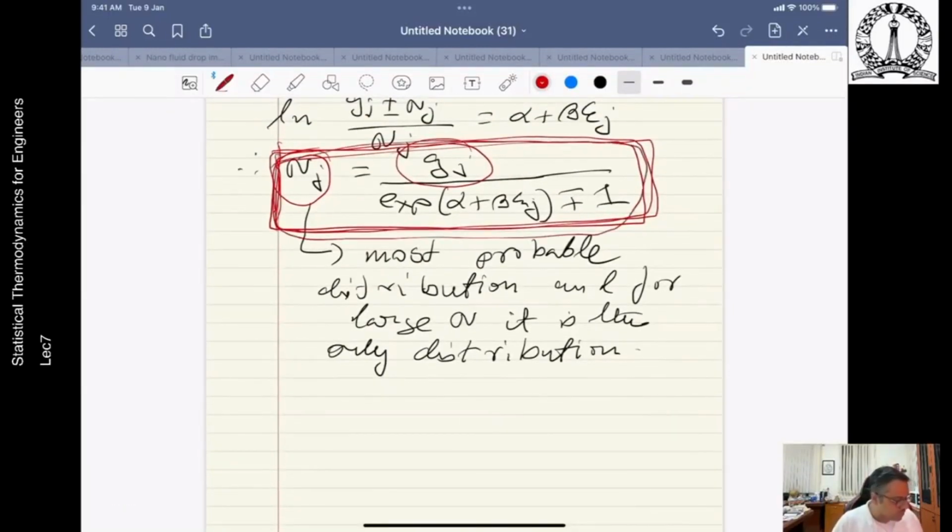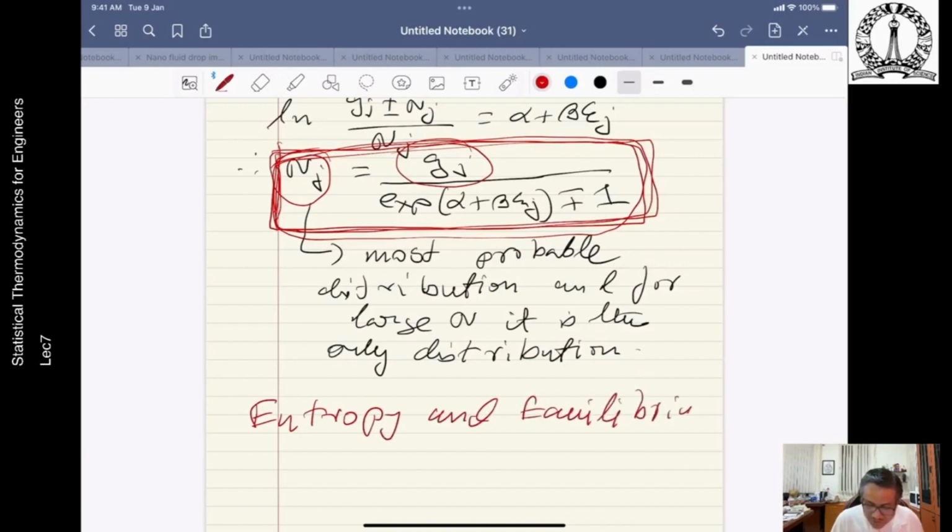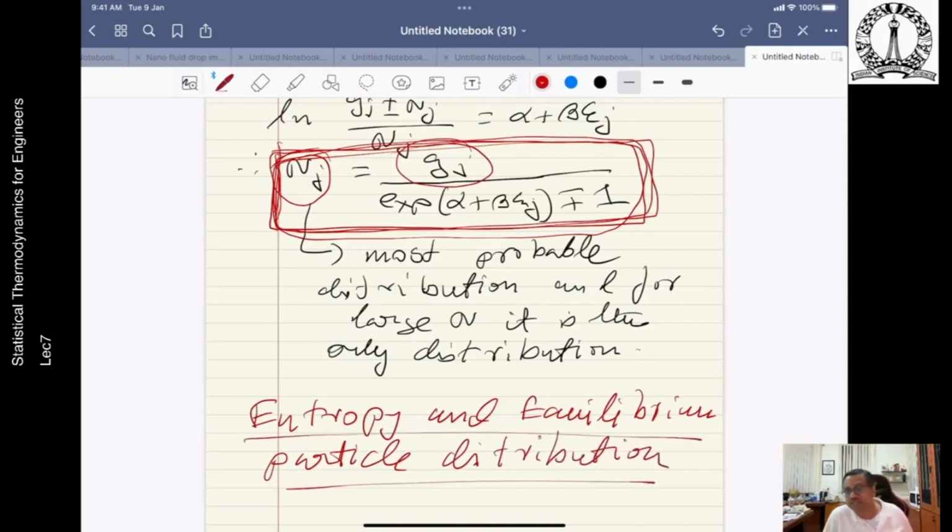So in the next lecture, we are going to look at entropy and the equilibrium particle distribution. So coming up is entropy and equilibrium particle distribution. This is what is coming up next, which will be lecture 8, and there we are going to look at how the most probable distribution can be found out.